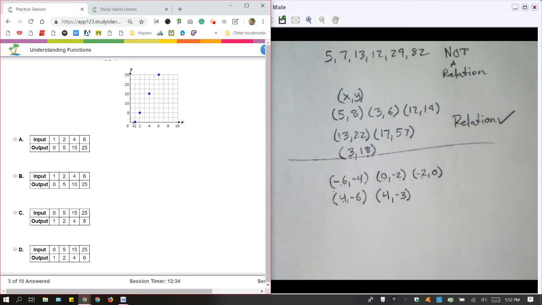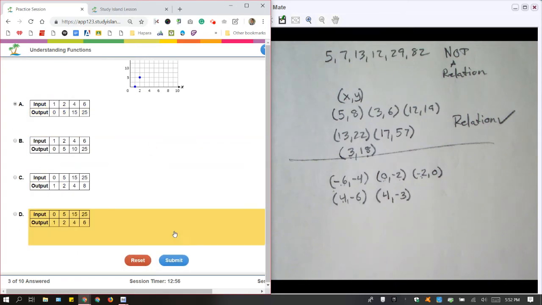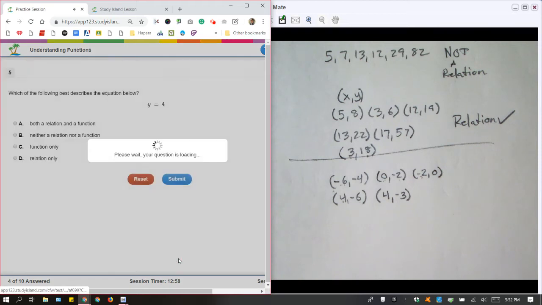1, 0. Next, 2, 5. Which one says 2, 5? They both say 2, 5. Okay, what's the next one? 4, and up there is 15. This one says 4, 15. This one says 4, 10. Not 4, 10. 4, 10 would be right here. That is not where we want to be. So 4, 15, and then we could just double check it, make sure we didn't make a silly mistake. 6, 25, but they both say 6, 25, so it's definitely A.